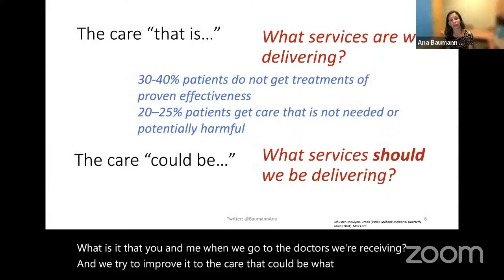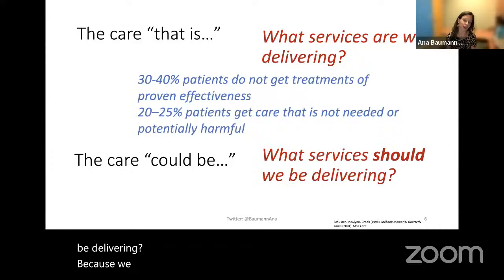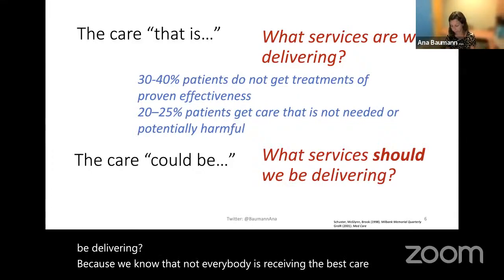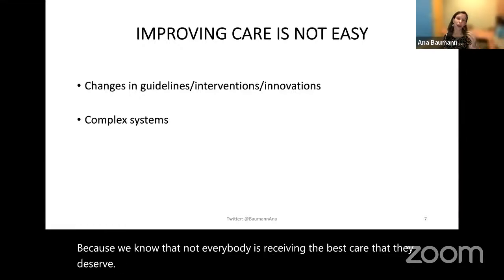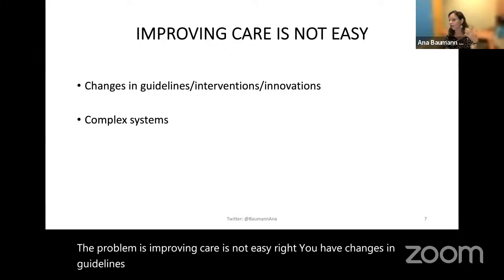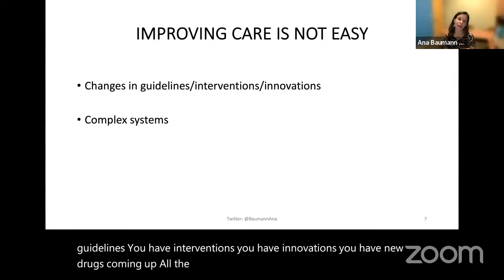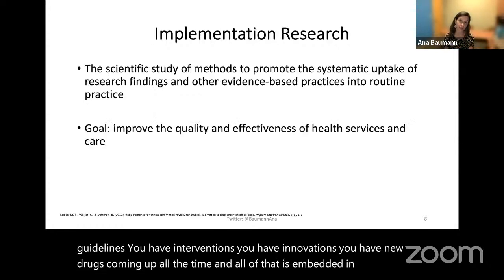It, that should be delivering? Because we know that not everybody is receiving the best care that they deserve. The problem is improving care is not easy, right? You have changes in guidelines, you have interventions, you have innovations, you have new drugs coming up all the time. And all of that is embedded in a complex system.